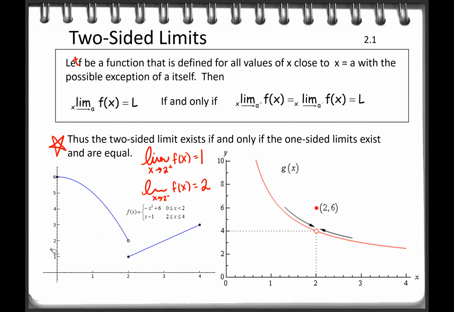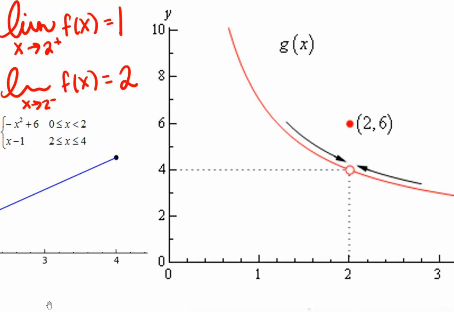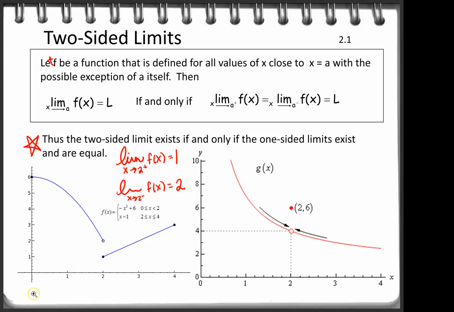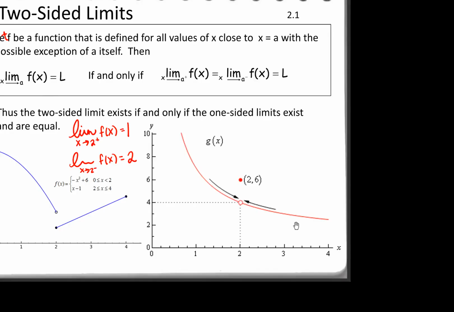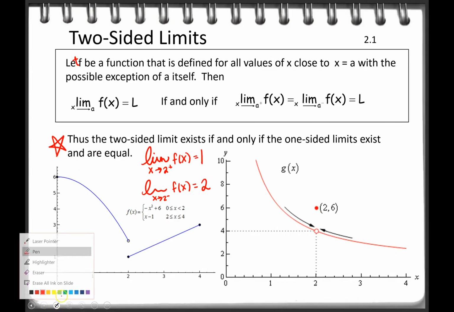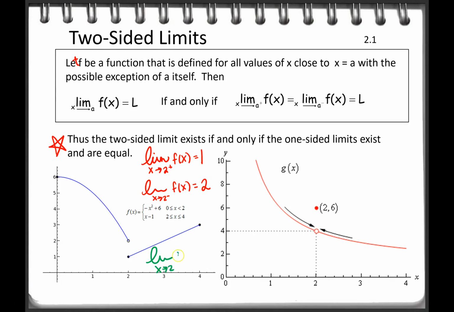So the question is, what is the actual limit as x approaches 2? So here's the real question. The limit as x approaches 2 of f of x is equal to what? Well, since these two values are not equal, our limit does not exist. DNE, does not exist. So that's our first example.